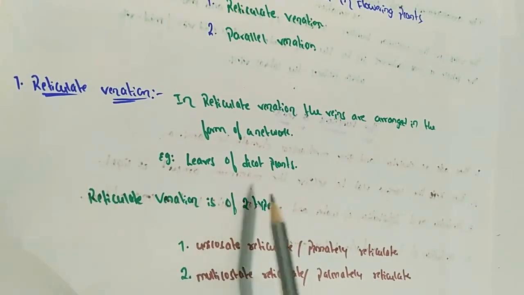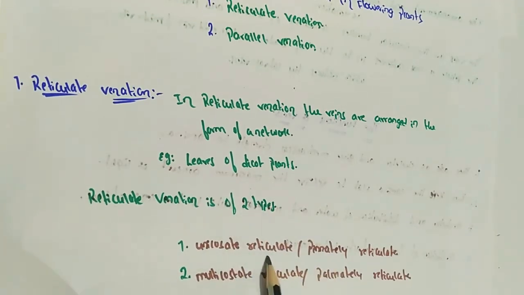Reticulate venation is of two types. Again, these are classified into two types. First one, unicostate reticulate or pinnately reticulate. Second type, multicostate reticulate or palmately reticulate.